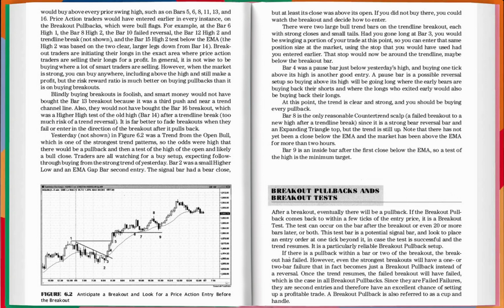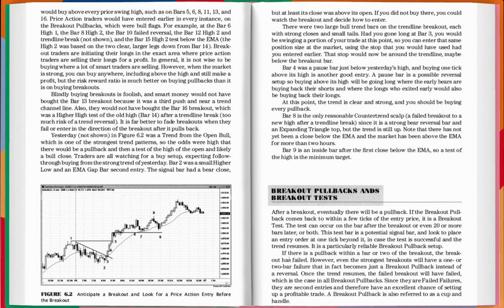Bar 8 is the only reasonable countertrend scalp, a failed breakout to a new high after a trendline break, since it is a strong bear reversal bar and an expanding triangle top, but the trend is still up. Note that there has not yet been a close below the EMA, and the market has been above the EMA for more than 2 hours.